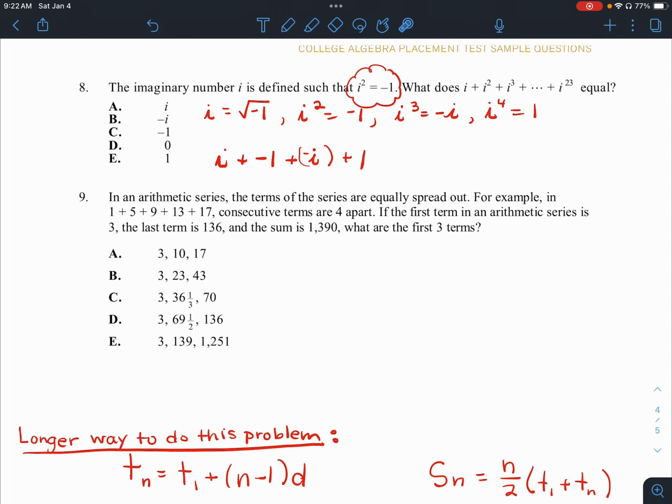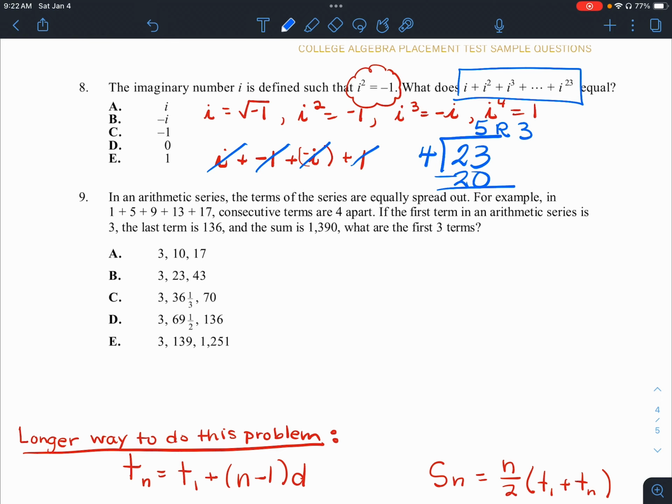Okay, look at what these 4 terms add up to be. I think they cancel each other out. Don't those cancel and these cancel? So every set of 4 terms in this sequence ends up canceling each other out. Well, I have 23 terms in this sequence, and every set of 4 cancels each other out. So I want to know how many sets of 4 exist in this set of 23. Well, 4 goes in there 5 times evenly, and then there's a remainder of 3.